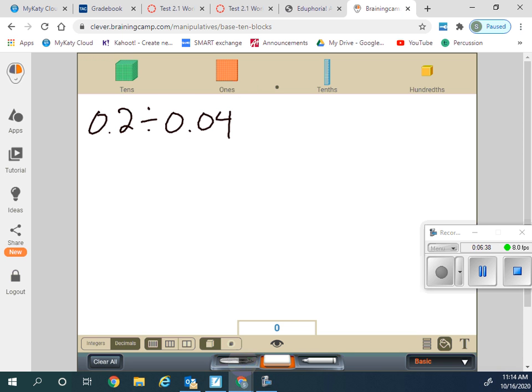All right, so this time what do you need? 2 tenths, right? 0.2 means 2 tenths. And now what? Yeah, I need to break it into groups of 400. So automatically I've got to go ahead and break these apart, right? Okay, so break those apart and then start putting them into groups of 400s.